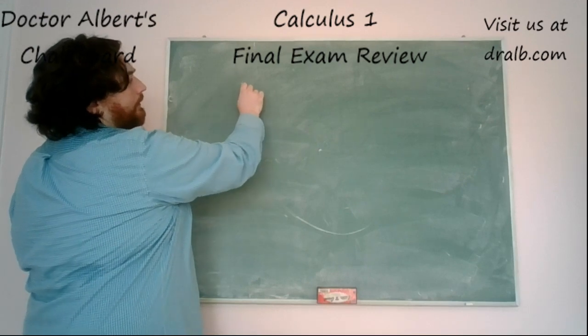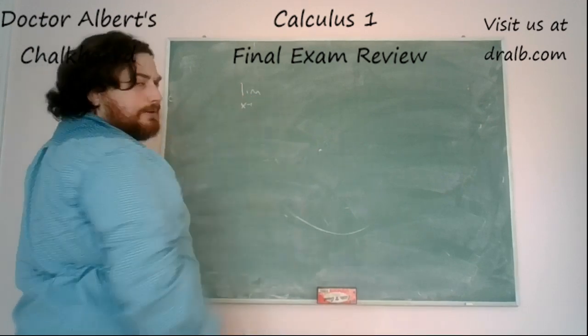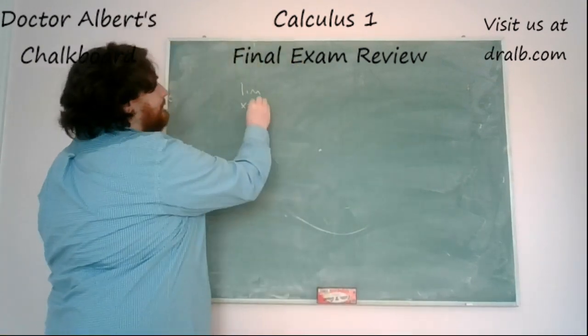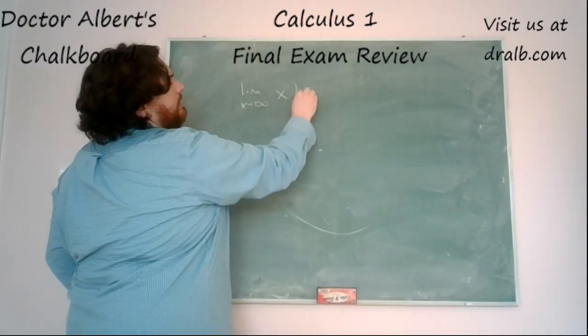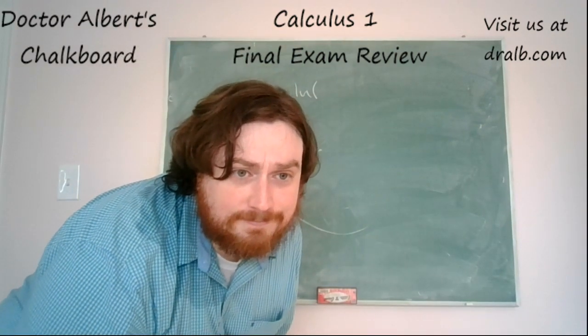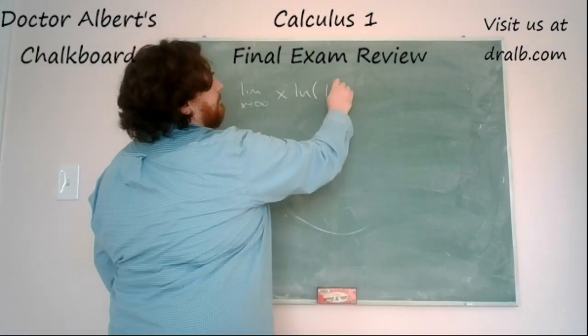So what we have is we want to find the limit as x goes to infinity of x times natural log of 1 plus 2 over x.